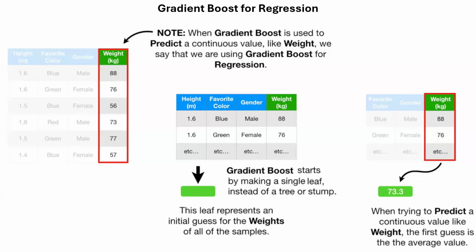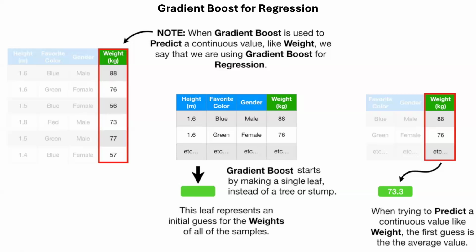Classification is a simple one. We say whether it is a spam email or not a spam email, whether it is a dog or not a dog. Such kinds of things are called classifications. So now let's start by talking about the regression case. We are using gradient boost for regression, trying to predict a continuous value like weight.